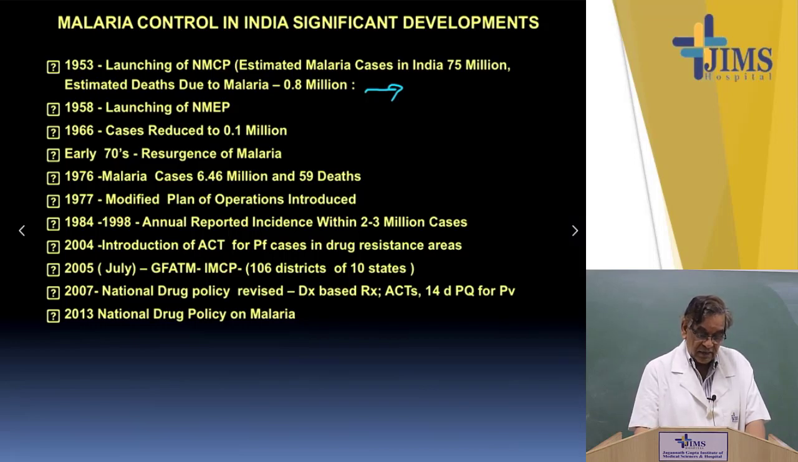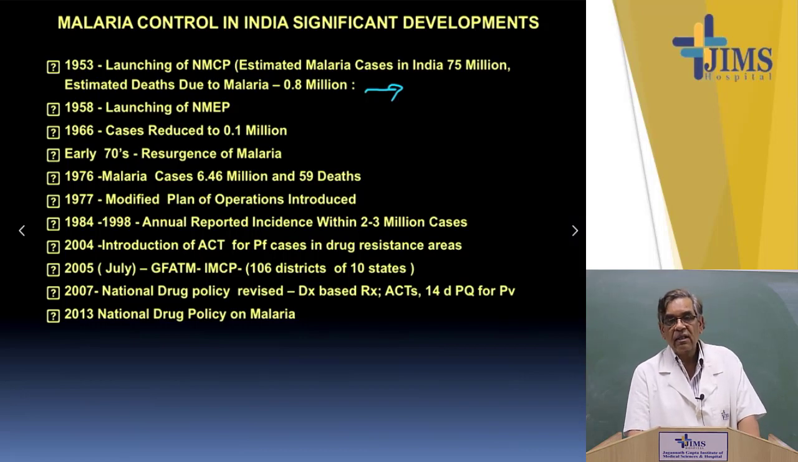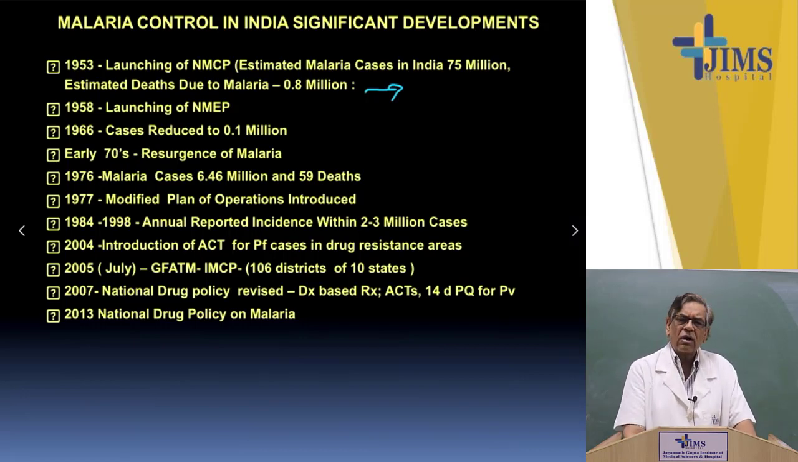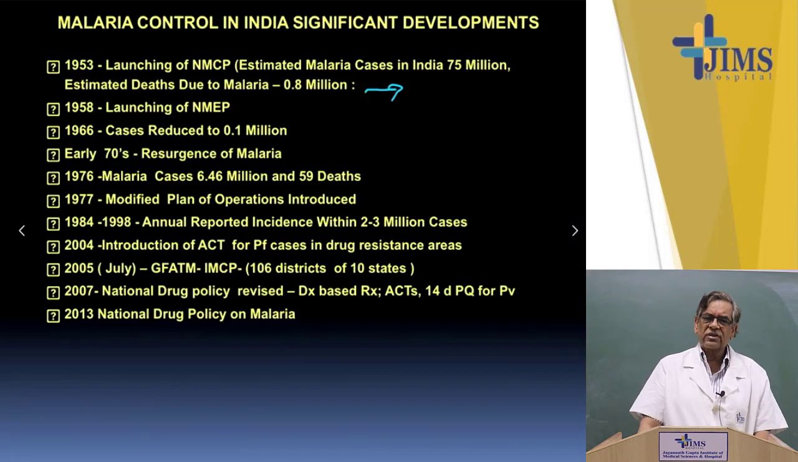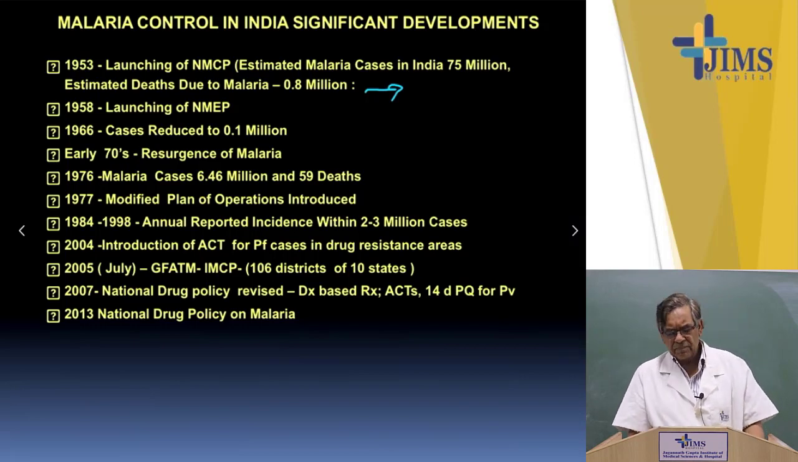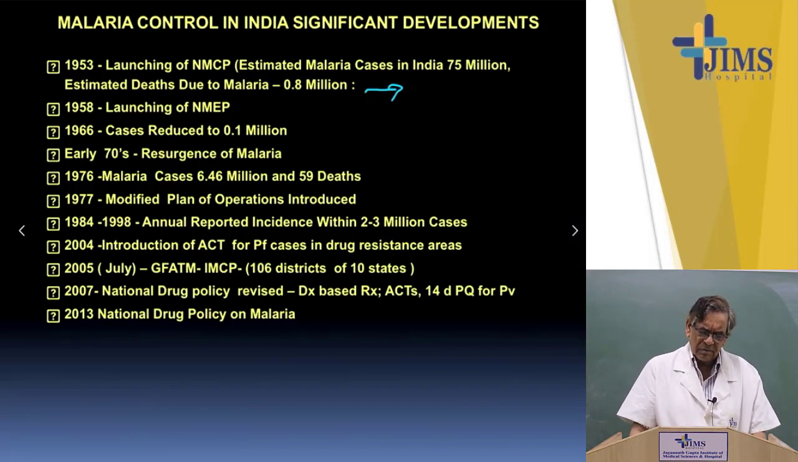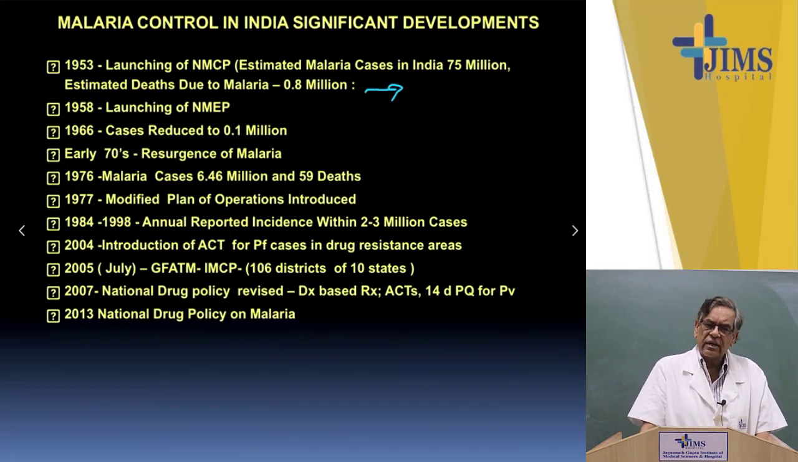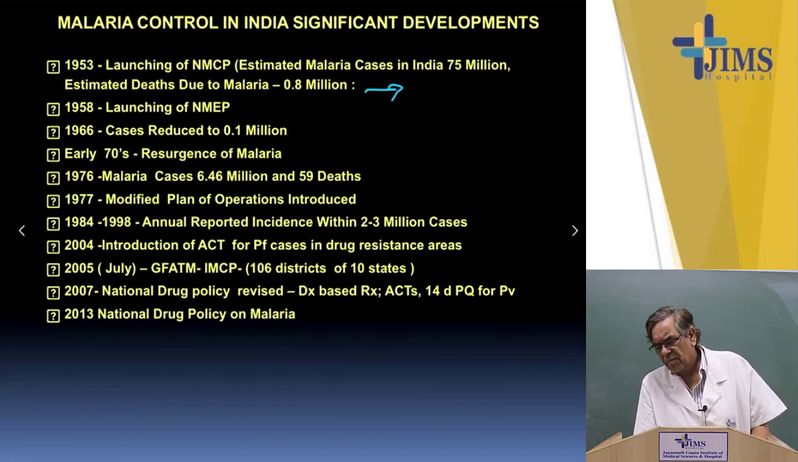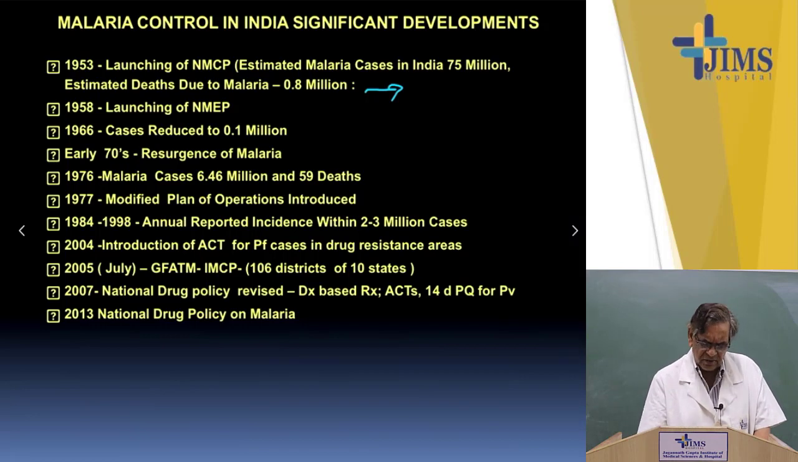But in the 1970s, there was a resurgence of malaria. This resurgence of malaria was due to a lot of reasons, technical reasons, operational reasons. There was resistance of parasites to the drug, less manpower, poor surveillance. So there were a lot of technical reasons, operational reasons, management reasons.